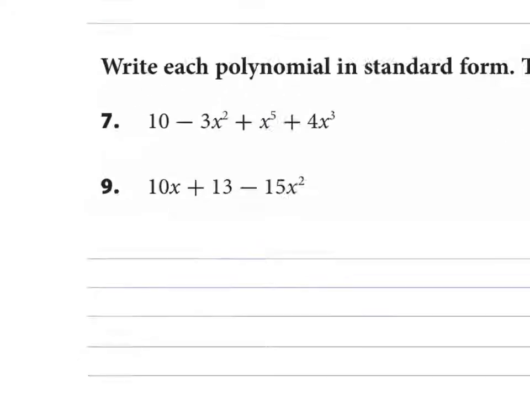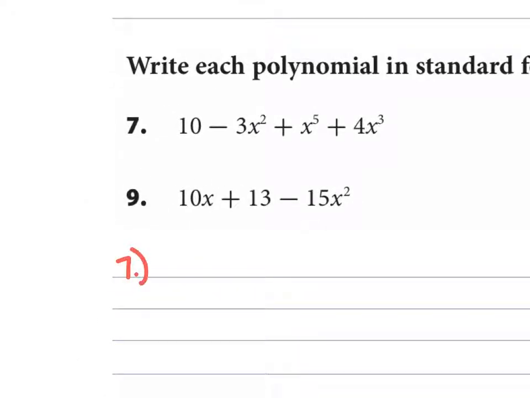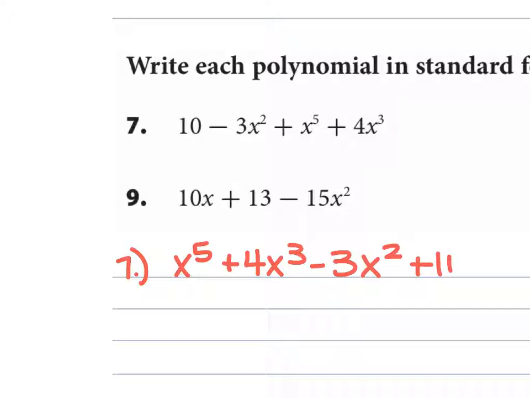If we look at example 7, we have 10 minus 3x squared plus x to the 5th plus 4x cubed. So that x to the 5th would go first, then the 4x cubed, then the minus 3x squared, and then the plus 10. The leading coefficient here is that 1 in front of the x to the 5th power.